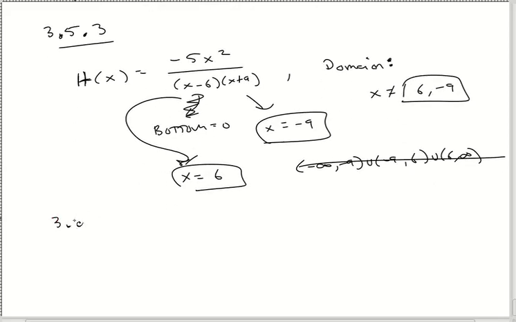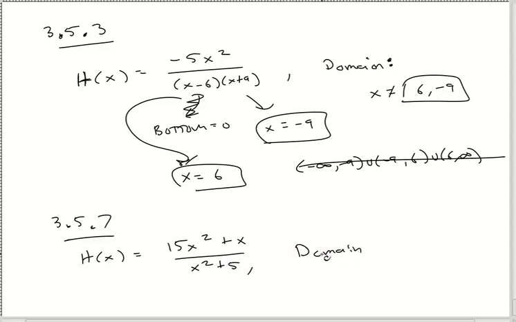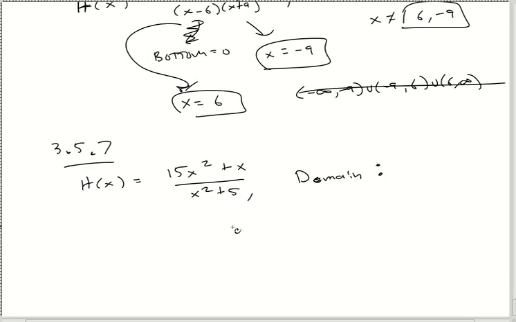Okay. 357. I got h of x is equal to 15x squared plus x, all divided by x squared plus 5, and they ask, what's the domain? Same kind of question. So I'm going to say, is there division? Yes. Find out when the bottom is equal to 0.